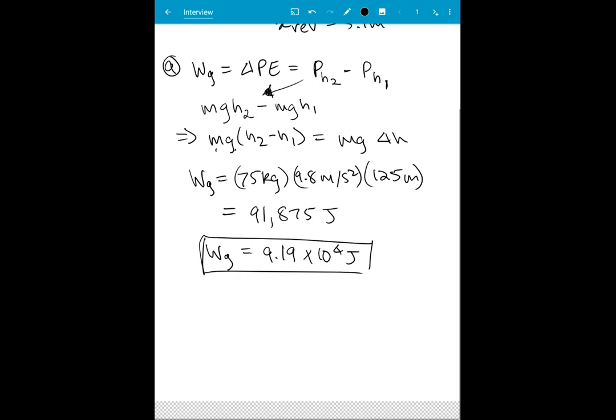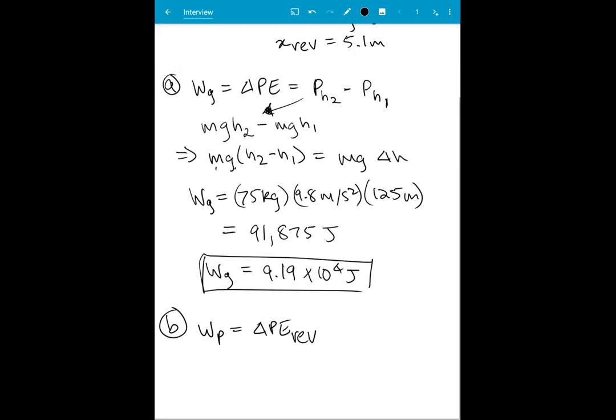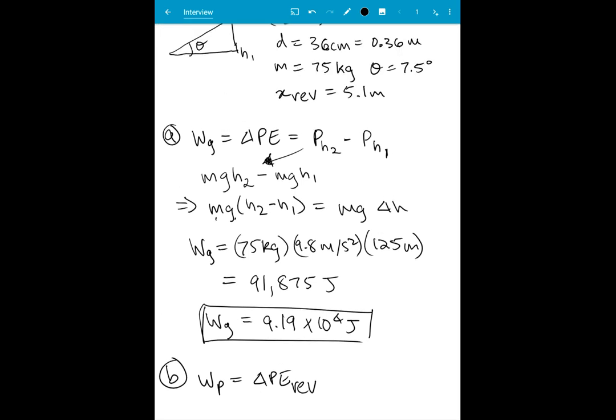Okay, now let's move on to part B. For part B, we need to calculate the tangential force that is applied on the pedals. All right, so for part B, we know that the work done on the pedals, which I'm going to denote as W sub P, is equal to the change in potential energy during one revolution, which I'm going to mark as PE sub rev, right?